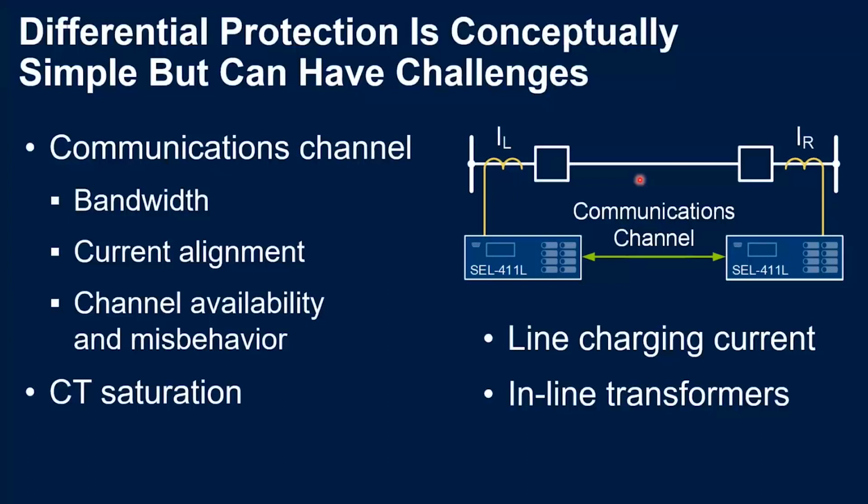And also, now the protection scheme is subject to channel availability and misbehavior. This is something that, now that we have two relays and a communication channel, can affect the protection scheme. Besides that, we also have to take into consideration what happens when one of the CTs saturates. Also, the phenomena of line charging currents, and what happens when they have transformers inside this protection zone, this transmission line. We'll take care of all these points through the presentation.